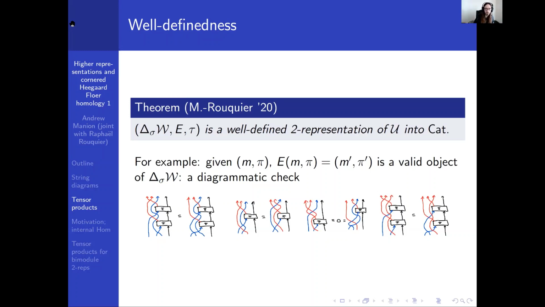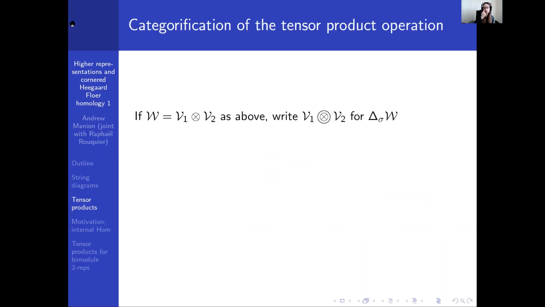We also gave this picture of the diagrammatic version, but however we want to think about it, this is well defined. This gives you, remember we started with a 2-action of u squared on w, and now we get this new thing, delta sigma of w, that has a 2-action of u. And this is all 2-actions on categories, on DG categories. Okay, and so we can look at the tensor product case, and we're just going to have new notation.